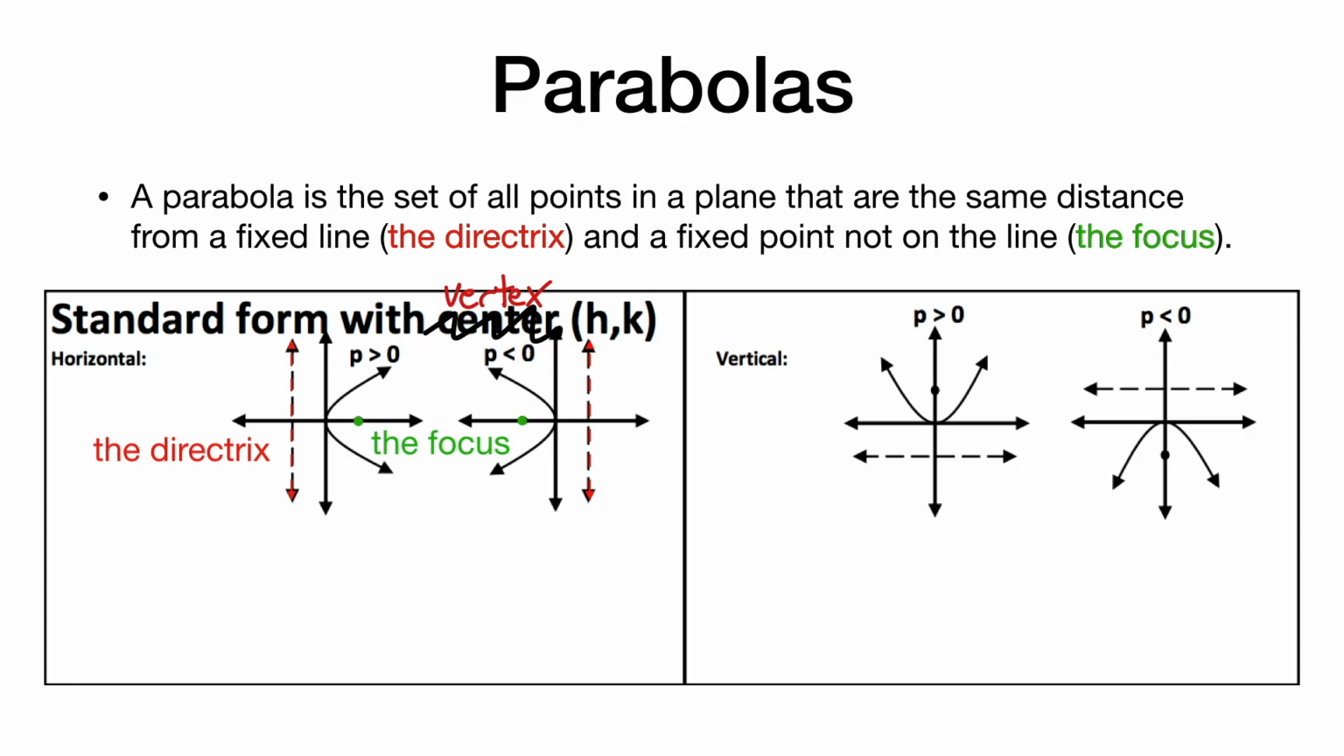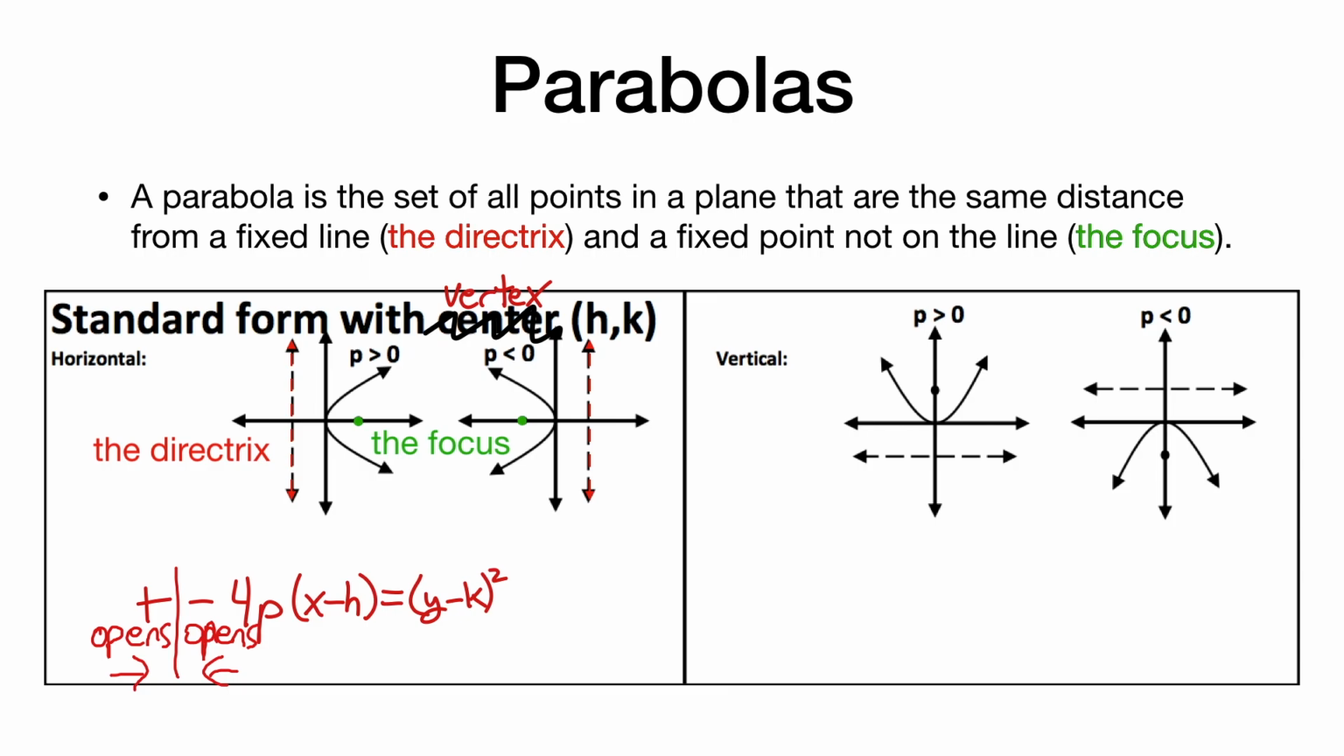Now, we actually have a formula here for this, and that is plus or minus 4p times x minus h equals y minus k squared. By the way, plus means opens to the right. Negative means opens to the left.